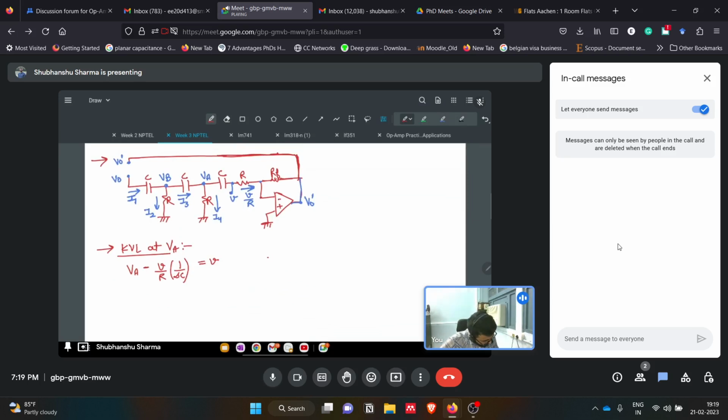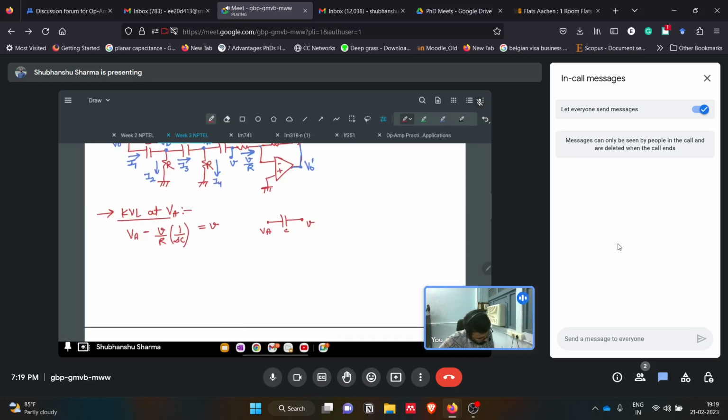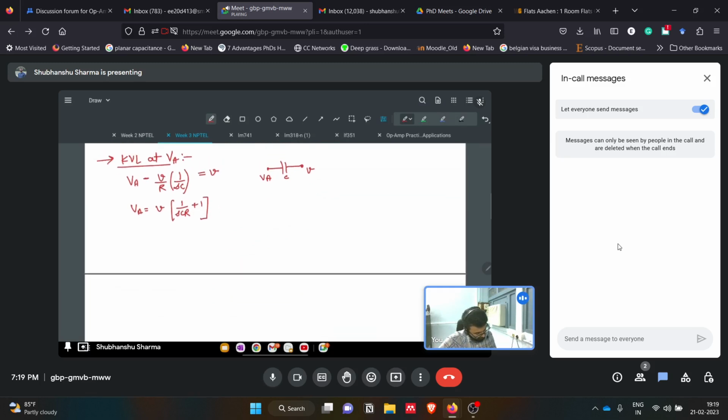So this was the circuit. This is VA, this is capacitance, and this is the voltage V. So here we are applying KVL. So VA will be V times 1 by SCR plus 1. This is one thing we got.